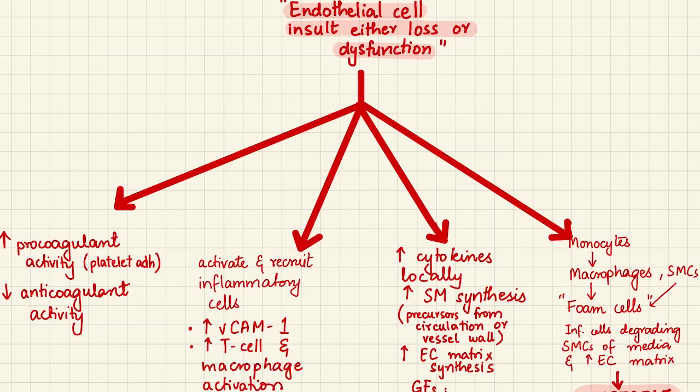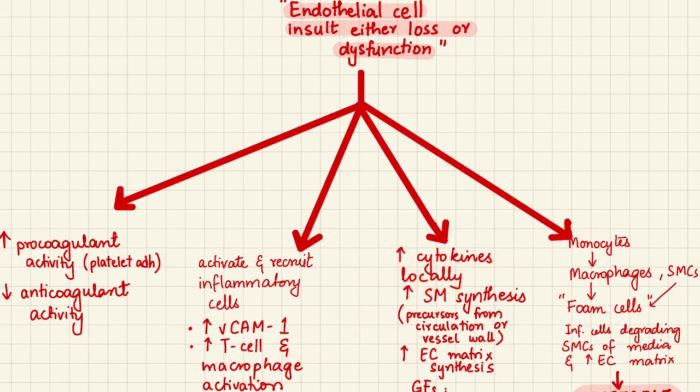Why is that? Because the endothelial cells have been injured, and injury causes inflammation. So dysfunctional endothelial cells will express increased levels of VCAM, which is vascular cell adhesion molecule 1. This will also cause increased proliferation of T cells and macrophage activation within the area. Thirdly, as I said before, the increased cytokines locally, these might be produced by the T cells and the macrophages, and smooth muscle cell synthesis.